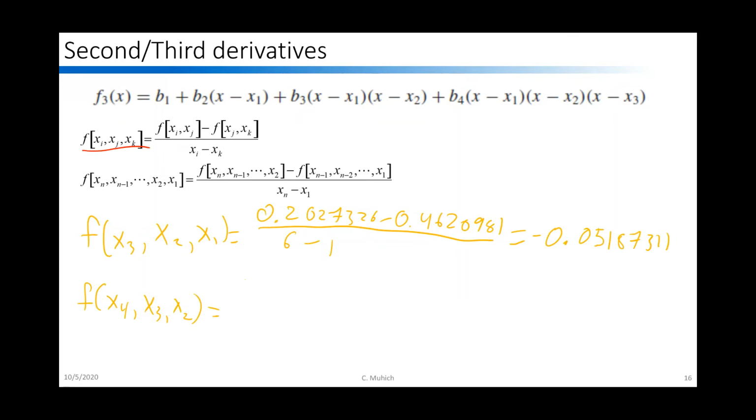And I can do the same thing with my x4, x3, x2. In this case, the second order x4, x3 had a value of 0.1823216. My x3, x2 first order term was 0.2027326. All over my x4 minus x2, so this one was 5, this had a value of 4. So 5 minus 4, this is going to give us negative 0.020411.